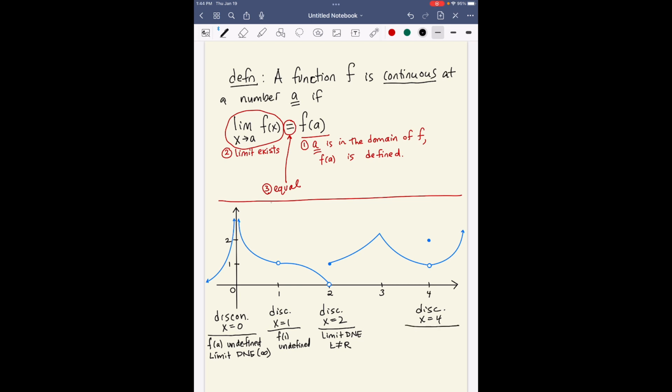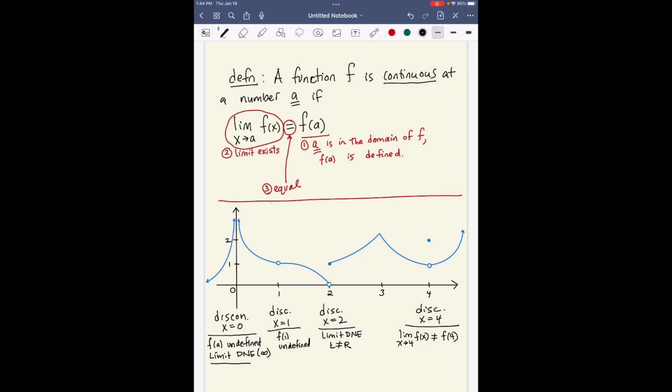So in this case, the limit as x approaches 4 from either direction is not equal to f of 4. This value here is equal to 2, and this value is equal to 1. So condition 3 fails.